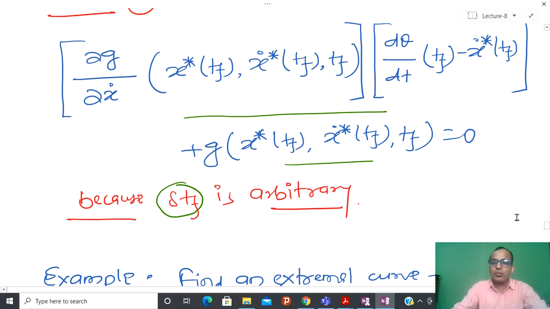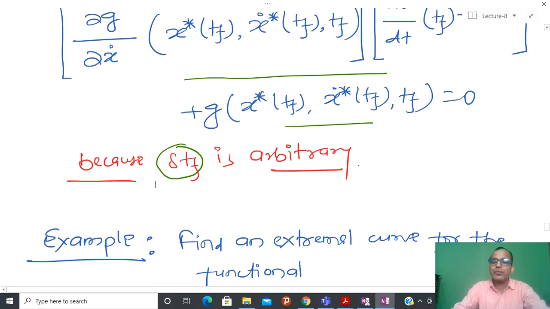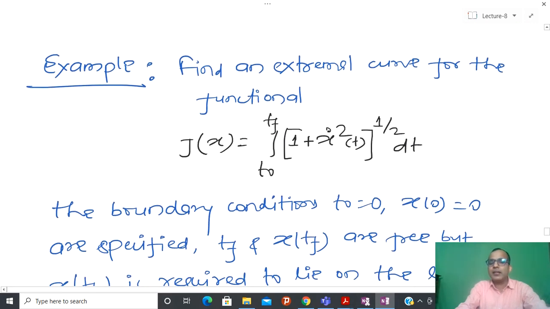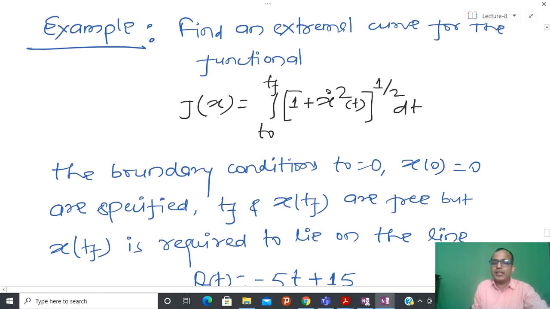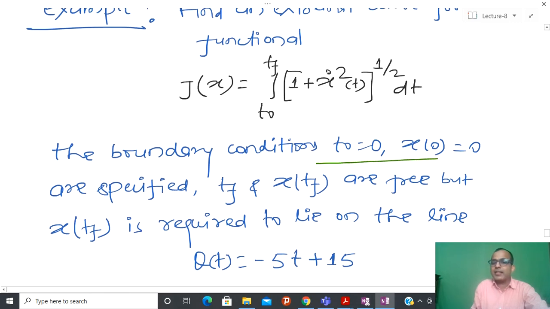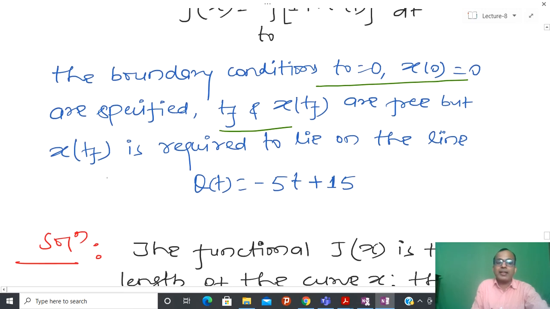First, we are going to revisit one problem which we specified in type 1. Suppose I have some kind of functional, and I know the initial condition: at t equal to 0, x(0) equals 0. Now we are assuming that tf and x(tf) are free. Now x(tf) and time tf are related by this particular relation. So theta(t) is 5t plus 15.